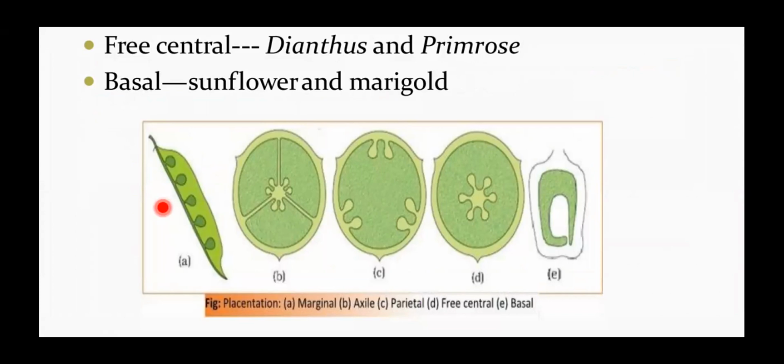Then we have the next one, the axile placentation. What is axile? When the placenta is axial and the ovules are attached to it in a multilocular ovary, this is very important, multilocular ovary, then that placentation is said to be axile. You can give the examples of hibiscus, China rose, tomato, lemon, etc.